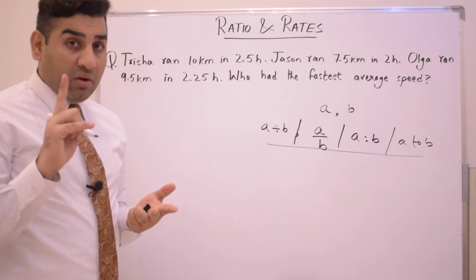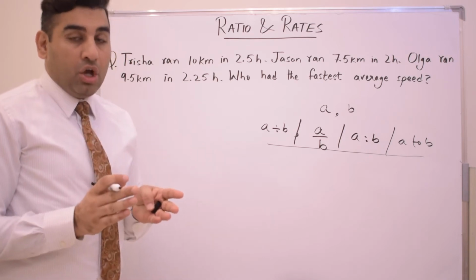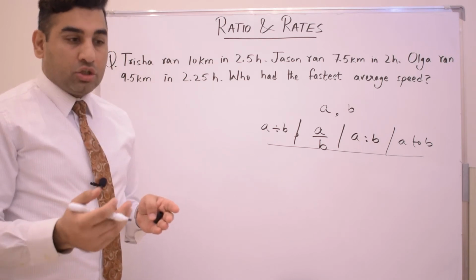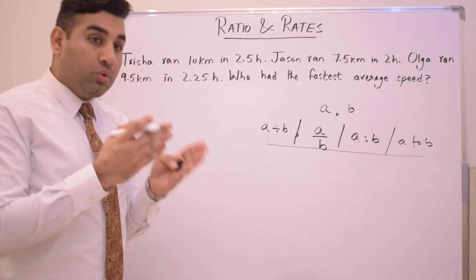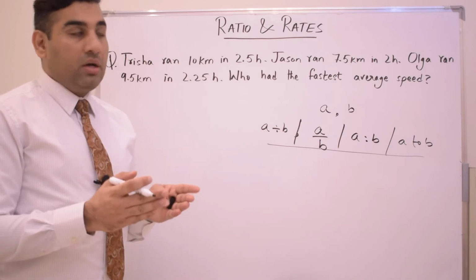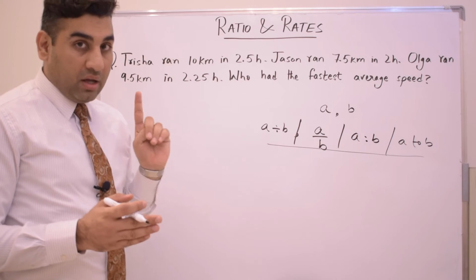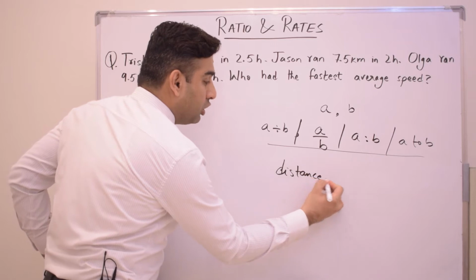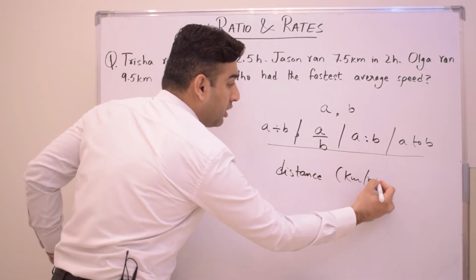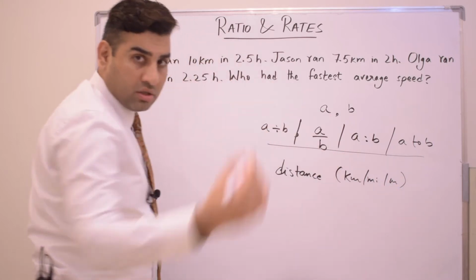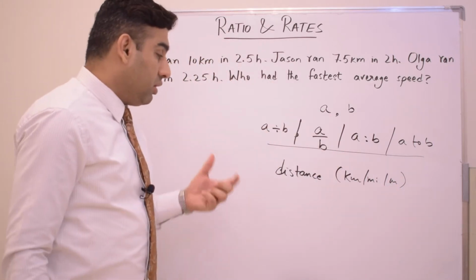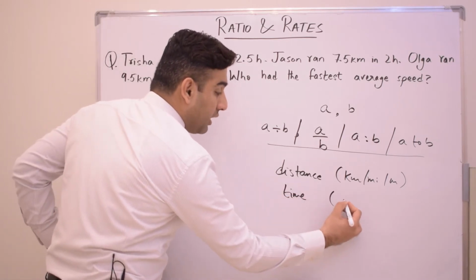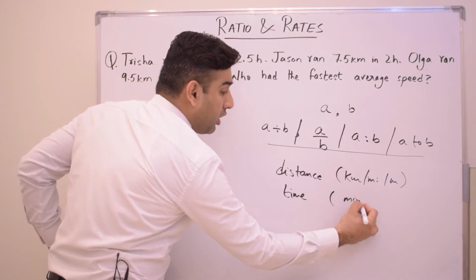Number 2, rate. Guys, when you compare two quantities which have different units, such a ratio of two different quantities is called a rate. Let me give you an example. You have a quantity distance, whose units could be kilometers, miles, or meters, depending on the situation. You have a second quantity, that is time. The units are minutes, hours, or seconds.